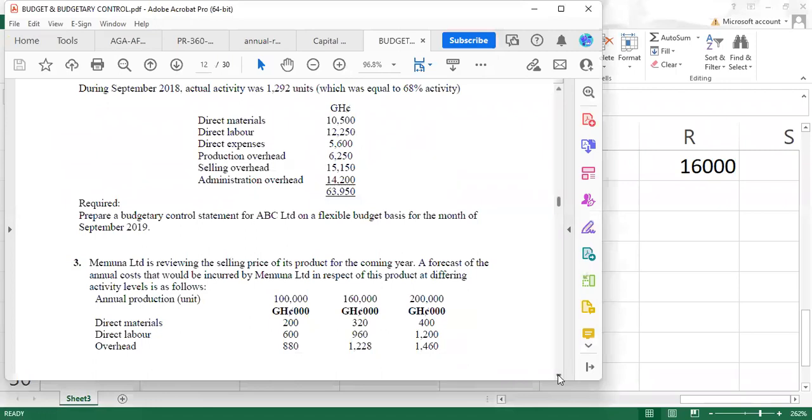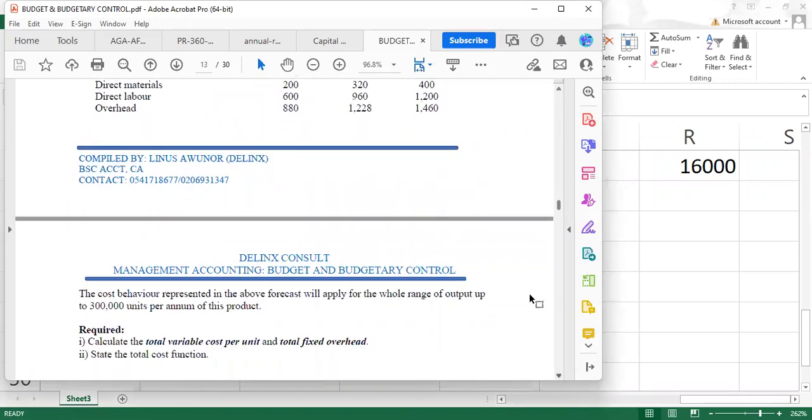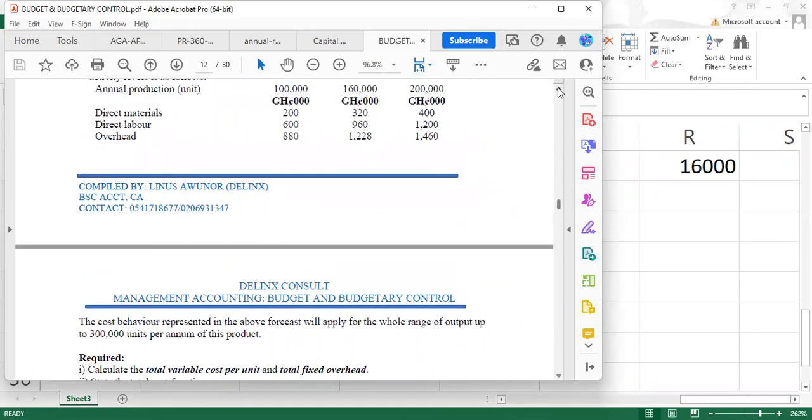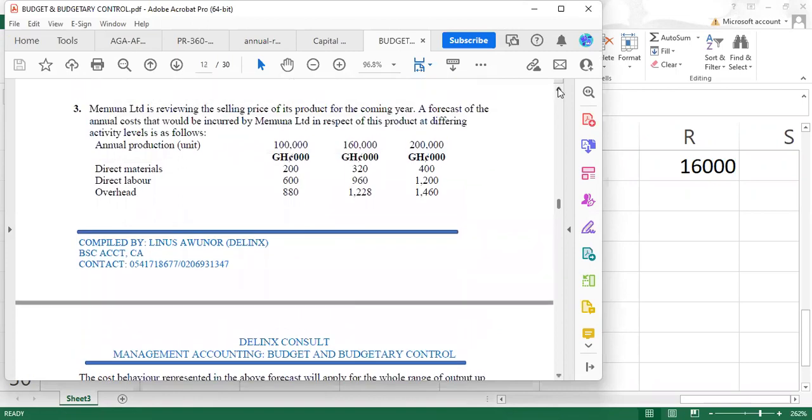Let's come here. Let's come to question 3 before we solve the other one. Then we say bye-bye to flexible budget. Let's look at question 3. Someone should read question 3 for us.